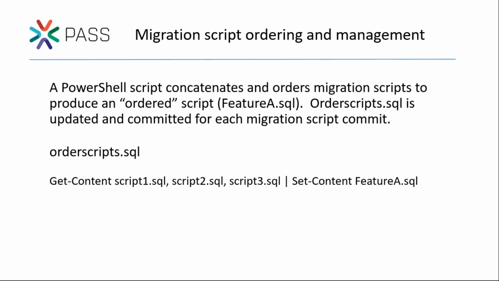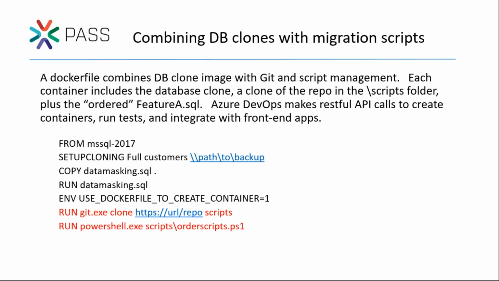So in this case, I have a PowerShell script. Oh, I've got a typo. It should be order scripts.ps1, not SQL. But what we're going to do is use Get-Content and Set-Content commands. We're going to pipe the Get-Content of a number of scripts, and we're going to create a concatenated and ordered feature A .SQL script. And so this is a process that we're going to use in this workflow.